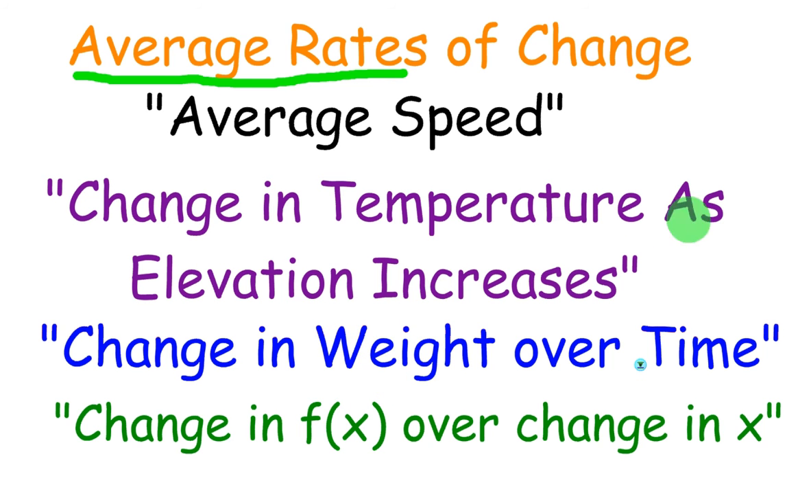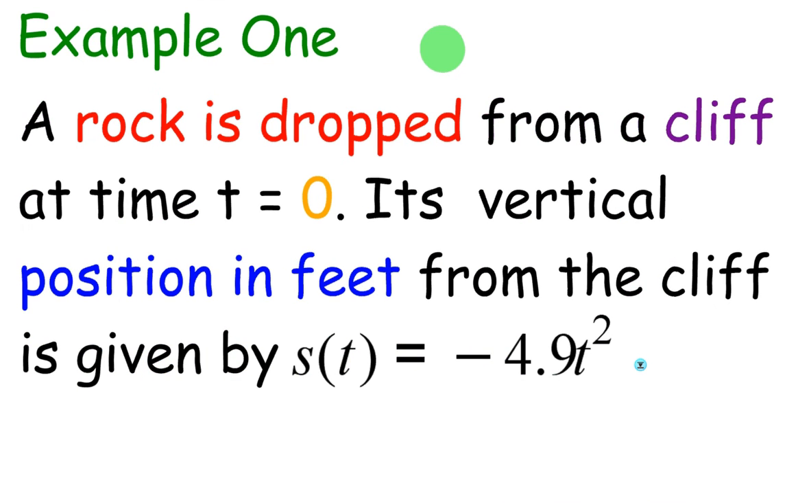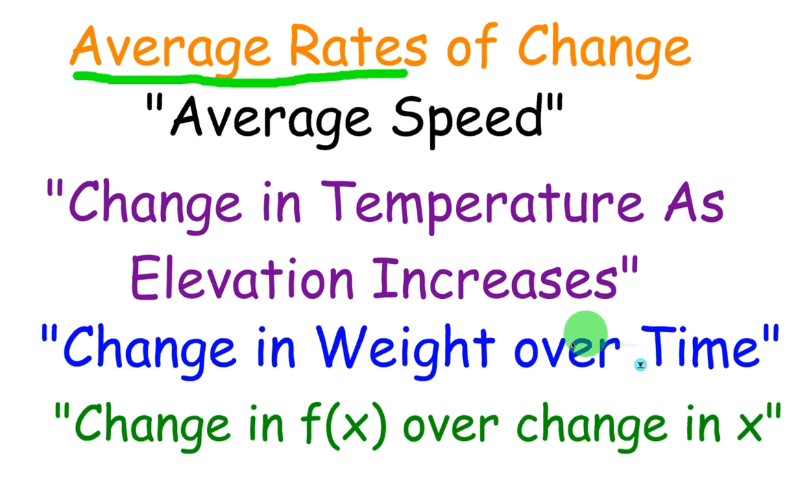Next, we have change in temperature as elevation increases. We're going to see that in an example. When you climb up, your temperature is going to go down. When you climb down, typically the temperature goes up due to elevation. Next, we have change in weight over time. If you see change in weight over time, that is likely an average rate of change problem.